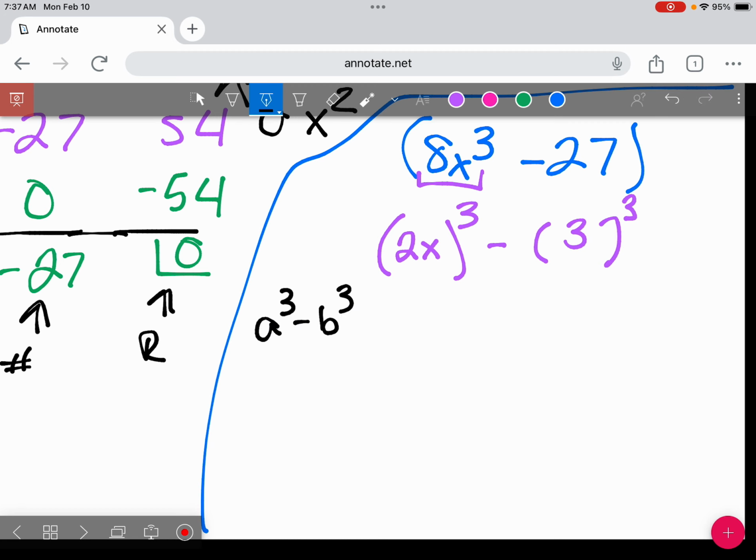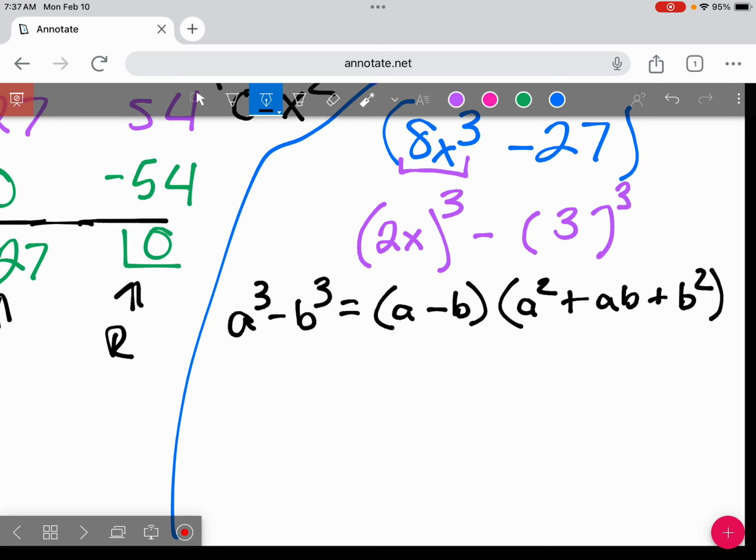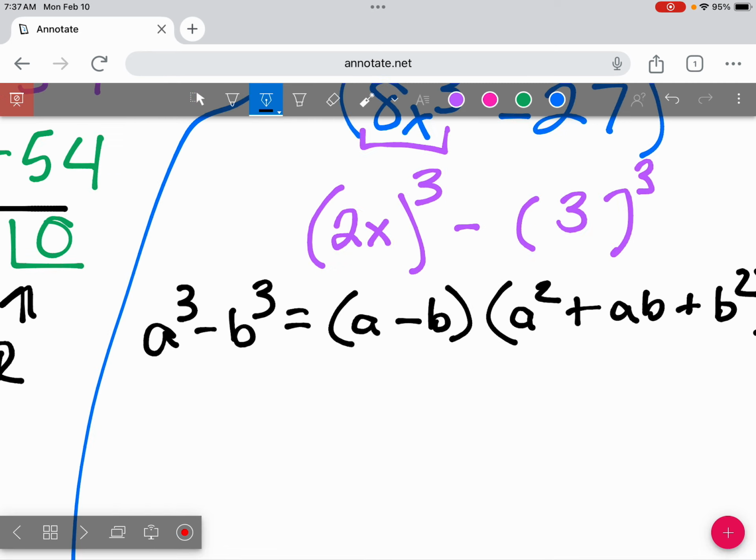minus b cubed, we get a with the same sign, b, then we have our a squared, opposite sign, ab, always plus b squared, like this. It's a special pattern, we'll give it to you on the test. So what we're doing is filling in the blanks.